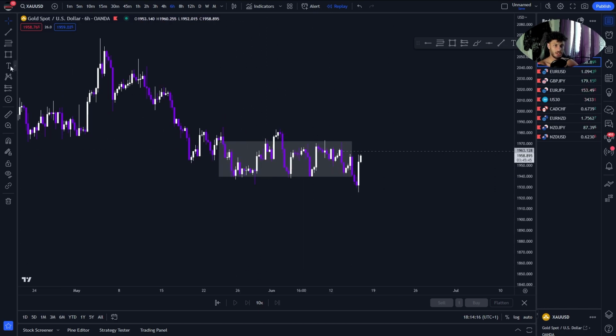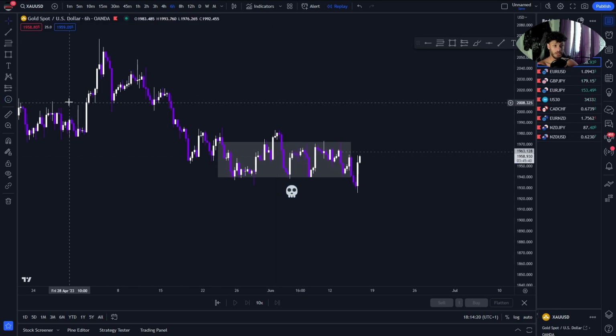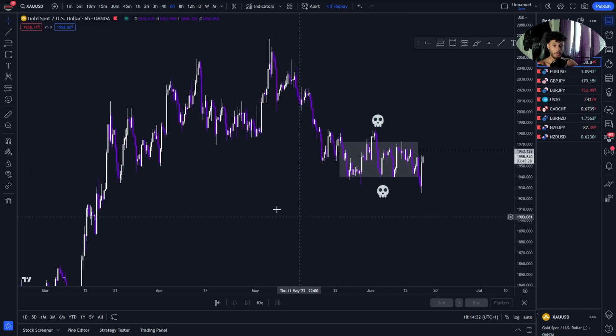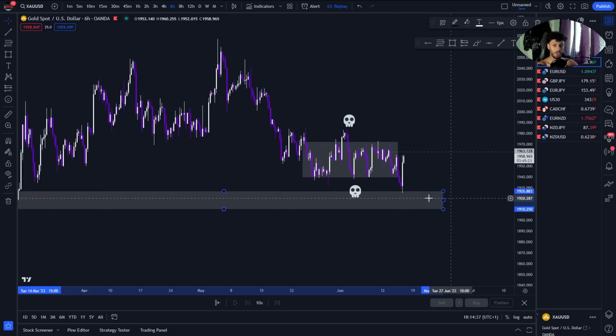So we had the consolidation, and we had liquidity on the top and on the bottom. What I look for is one of them to get cleared first, and then I look to trade in the opposite direction. As you can see, the lows got cleared first, so we look to trade in the opposite direction. But I need to see price first react, at least from a demand or supply. And as you can see, we had our demand right here.